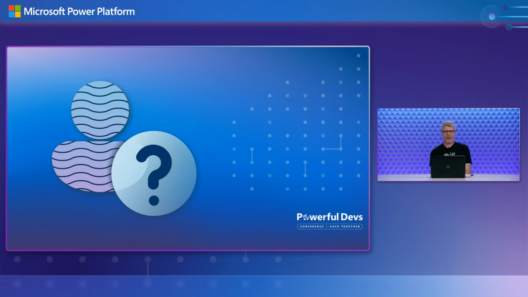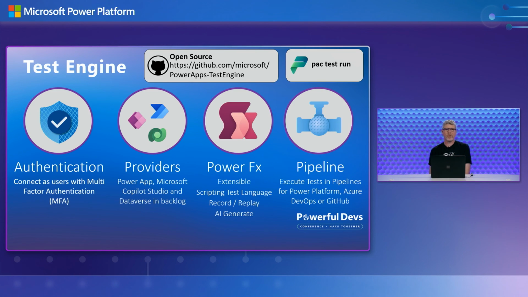So how do you do this? What can we do? What are some of the tools that we've got available to help us work through this process? One of the areas that we've been working on is Test Engine. Test Engine is an open source solution that enables you to test, initially, Power Apps. So testing your Canvas apps and your model-driven applications, but it has an extensibility framework built in so you can support multiple providers, and it has an extensibility model to handle different components of the system.